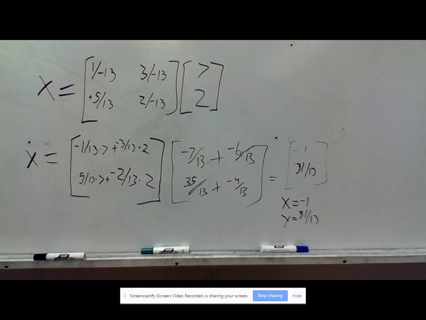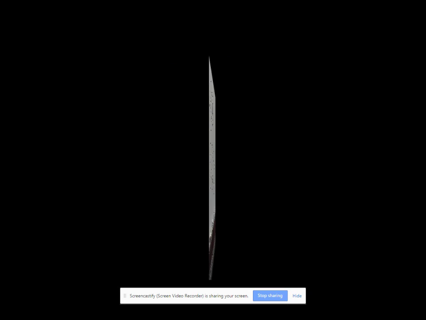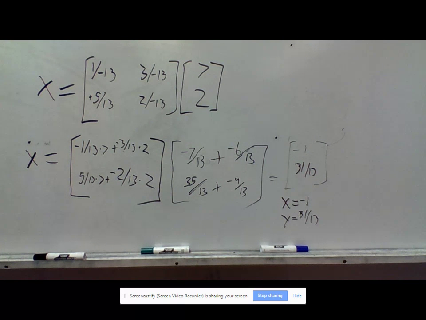Once you multiply these, we multiply -1/13 times 7 to get this first number over here. Then it'll be corresponding with 3 divided by -13 times 2 on the top. Then 5/13 times 7 plus -2/13 times 2. Once you have this all done, then you will add these together.